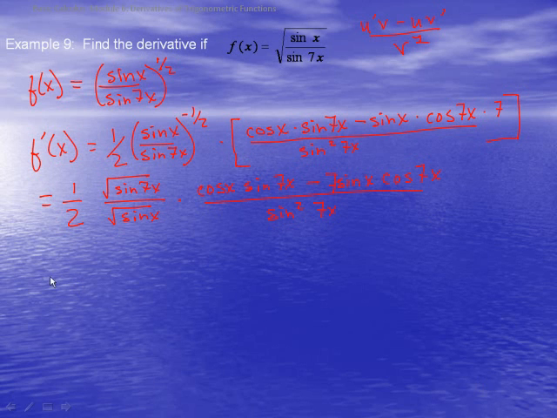And now let's put it all together. So we have the square root of sine 7x times cosine x sine 7x minus 7 sine x cosine 7x. Draw my line a little longer there. And then on the bottom we have 2 times the square root of sine x. And then we have sine squared 7x. And we are finished.